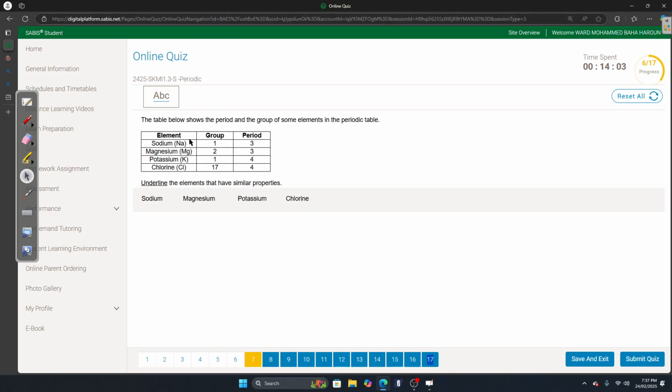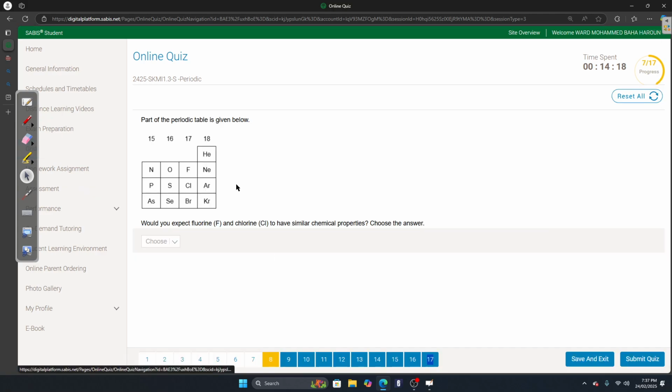We already said similar properties, it's in the group. And in the group, why are elements in the same group? It's either because they have similar properties or valence electrons. So it's sodium and potassium. This one. Fluorine and chlorine. They're in the same group, and since they are in the same group, they have similar chemical properties.